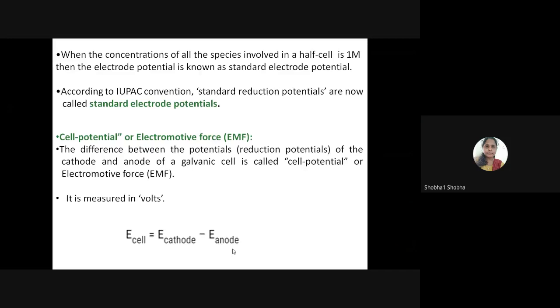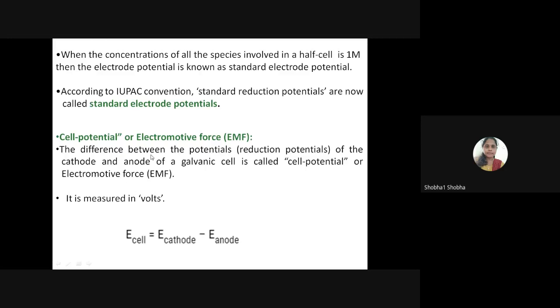Then what is the cell potential? See here, half cells we said till now. If you combine both the half cells, then I call it a cell. Therefore, the difference between the reduction potentials of the cathode and anode of a galvanic cell is called cell potential or electromotive force.